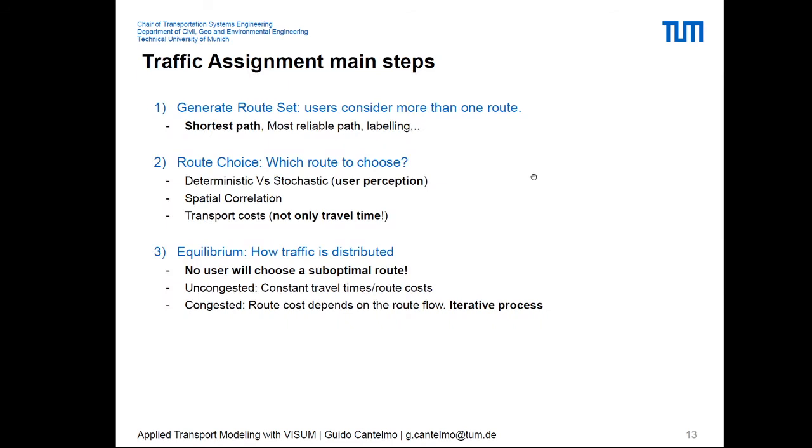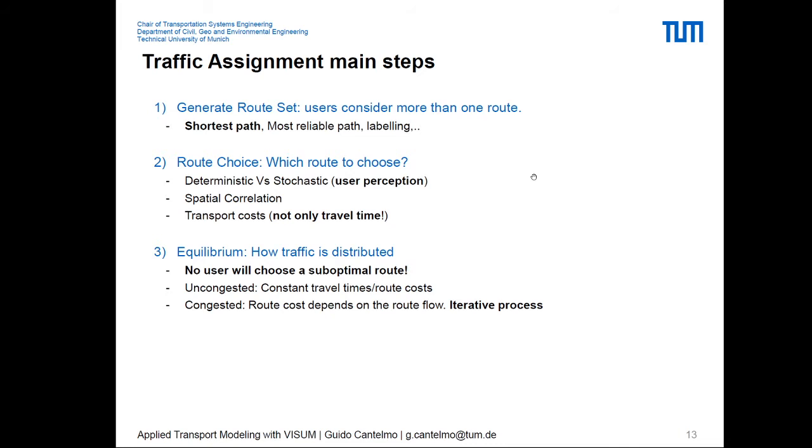So, reviewing very quickly the whole procedure, the traffic assignment main steps are divided into three parts. First of all, we need to generate a route set. So, which sets are considered by users when traveling from one origin to one destination? Are we talking about the most reliable path? Which algorithm do we use to select these paths?